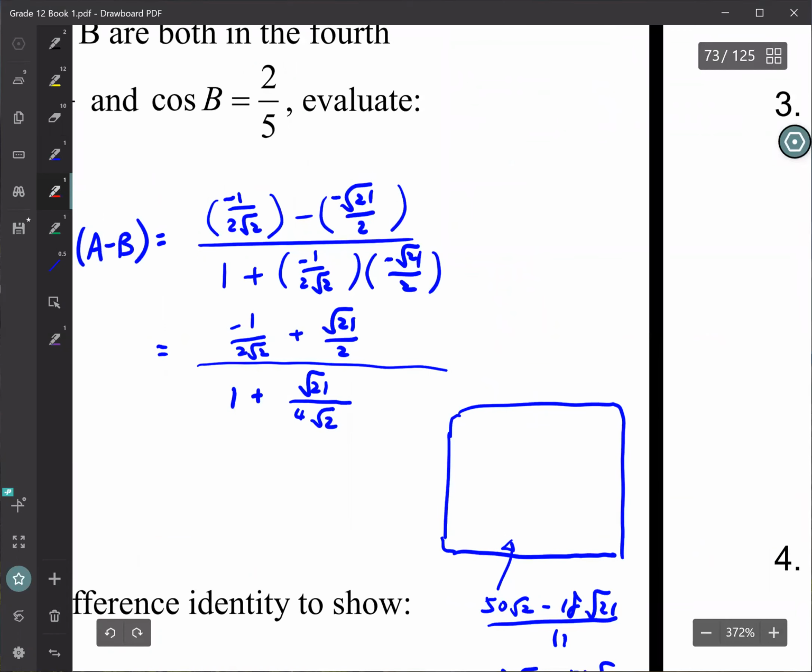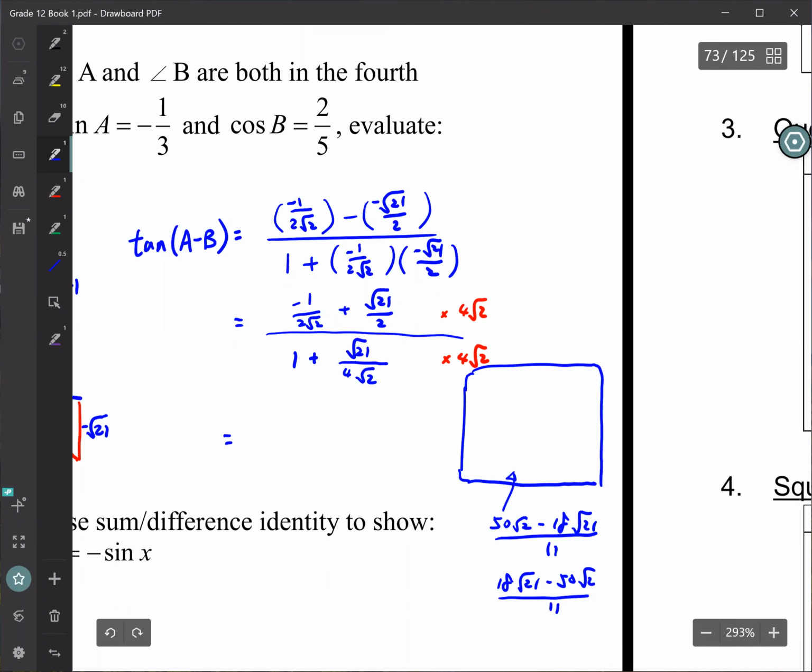The common denominator will be 4 root 2, right? Because the denominator at the bottom is 4 root 2. So I'm going to multiply by 4 root 2, 4 root 2. Maybe you did it a bit differently, okay? But that's okay. At the end, you should get the same.